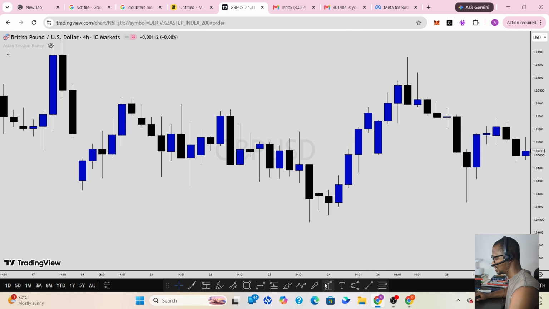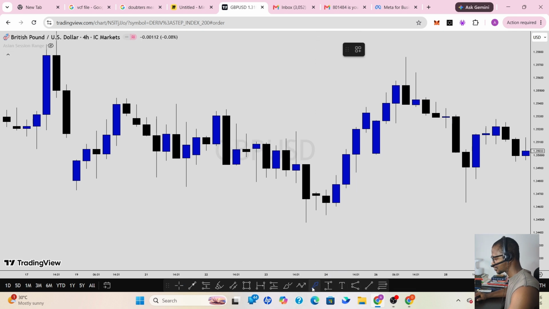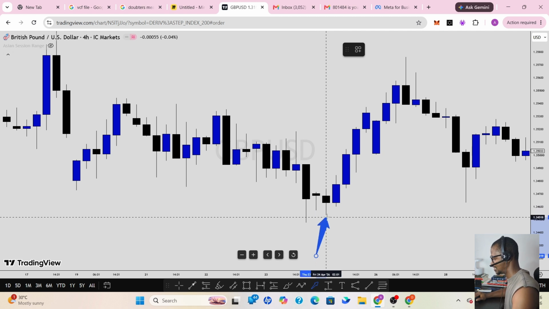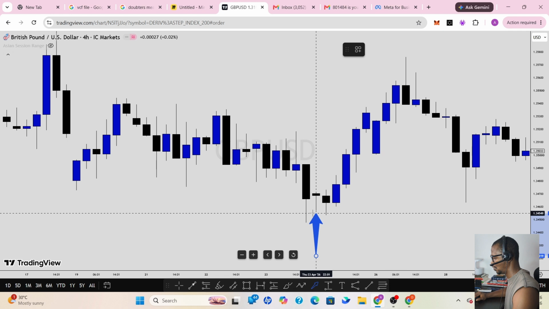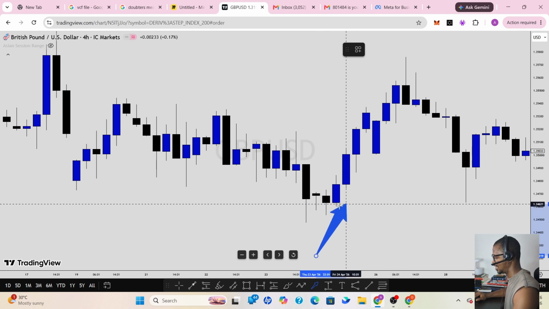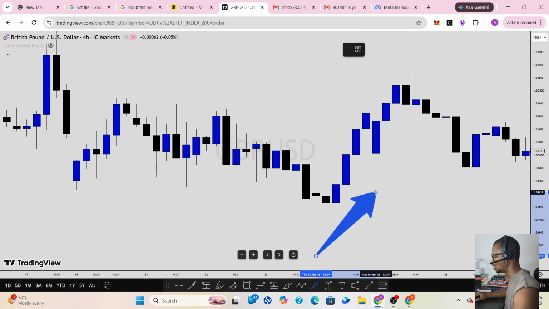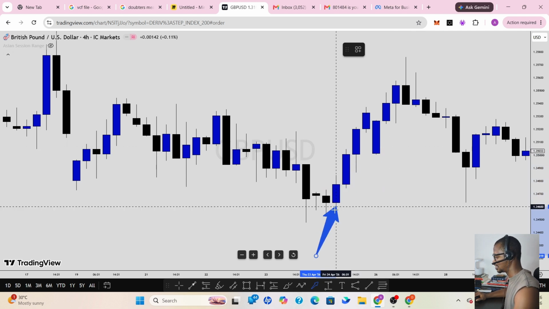What can you see? This is the C1 candle, and this is the C2 candle sweeping the low of this guy. The next candle, which is the C3 candle, starts pushing towards the upside. So it is there on the 4 hour time frame.